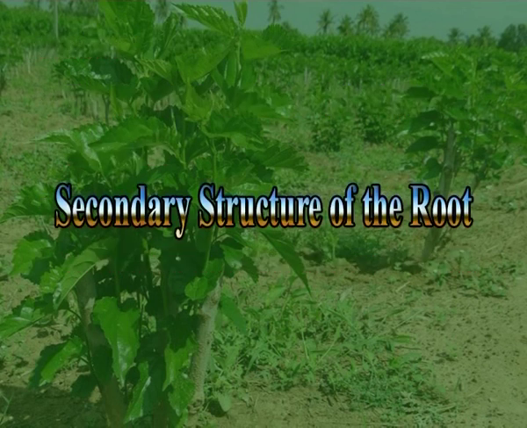Secondary structure of the root. The region above the root hair region is considered the secondary structure of the root. It is formed by the tissues generated by the secondary meristem. The growth of the root is the result of the division and growth of the cambium and phellogen cells, resulting in the production of new tissues.